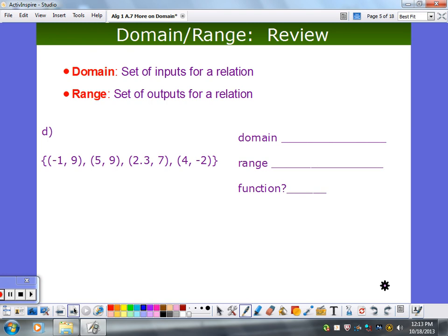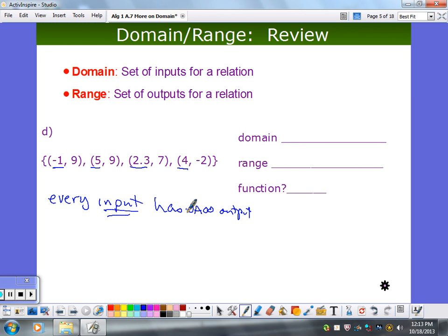This one is just a pure set of ordered pairs. So first of all, is it a function? No. Okay, why not? Yeah, let's be careful now. The definition is every input has one and only one output. Well, there are 2 nines, but look at the inputs. I'm just looking at the inputs now.